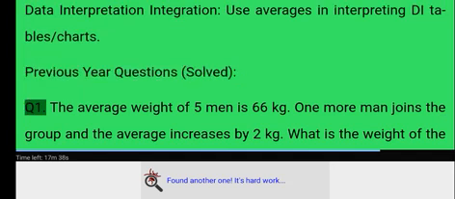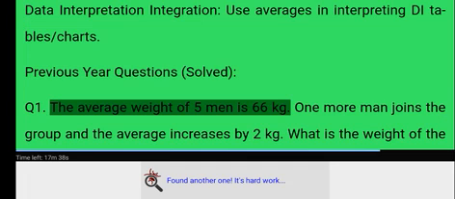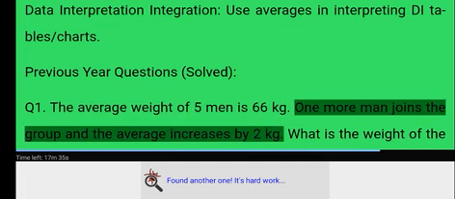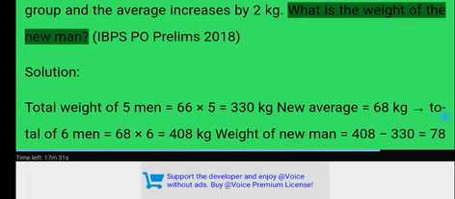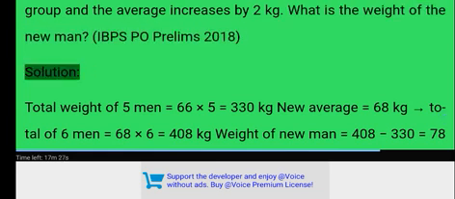Previous year questions solved. Q1. The average weight of 5 men is 66 kg. One more man joins the group and the average increases by 2 kg. What is the weight of the new man? IBPS PO Prelims 2018. Solution.